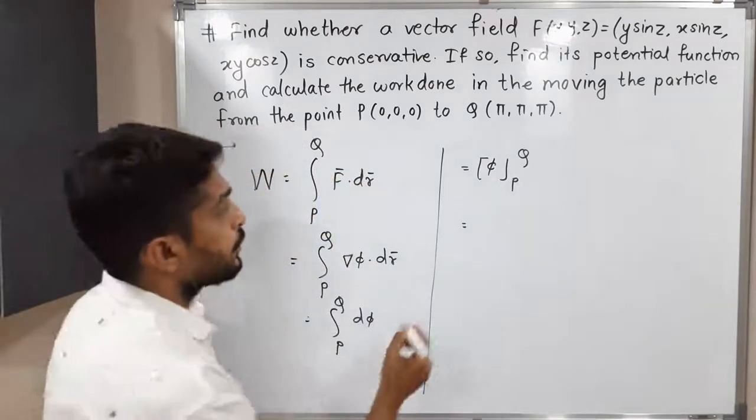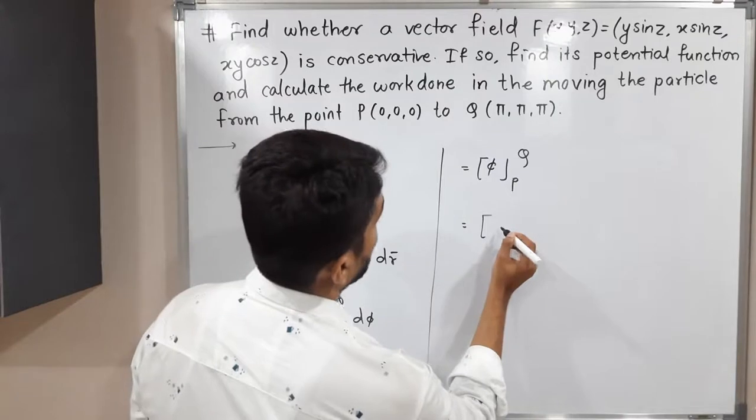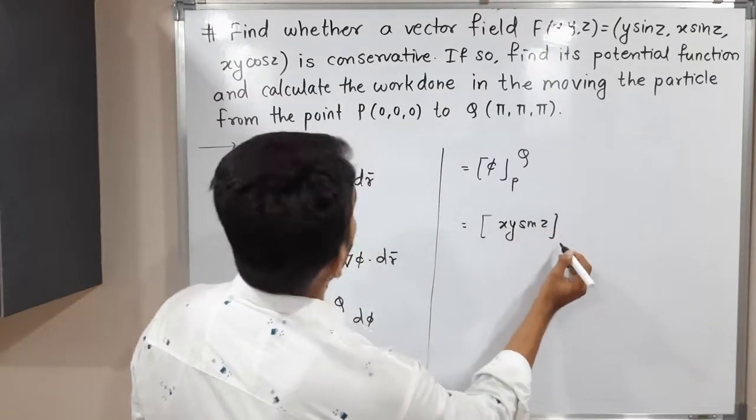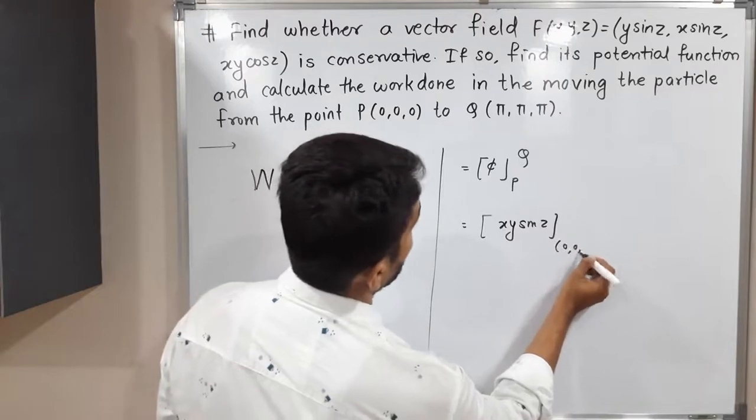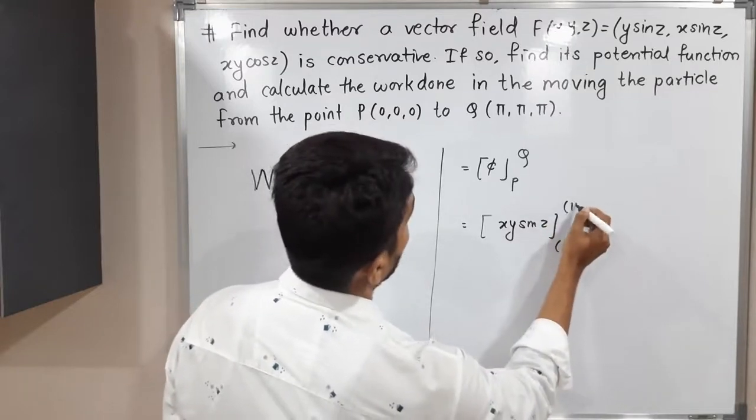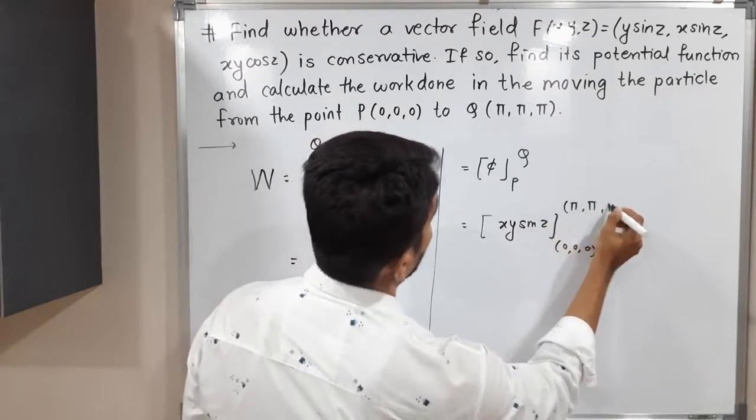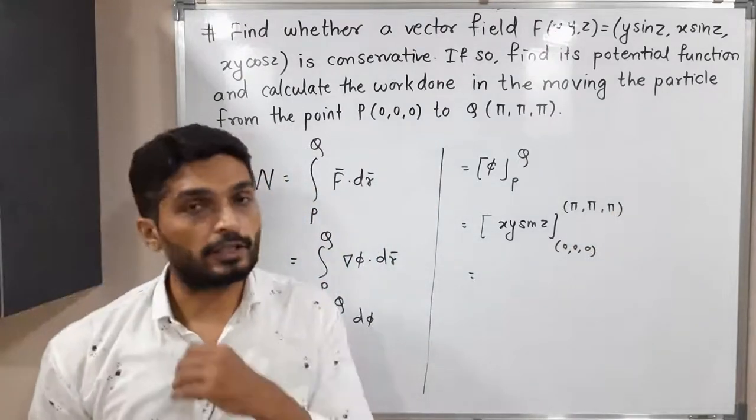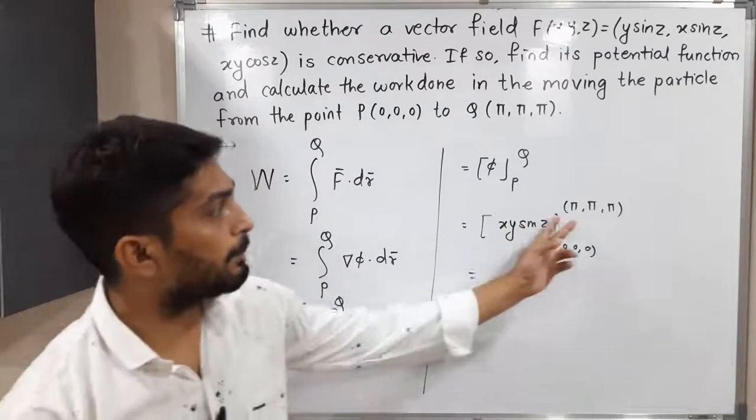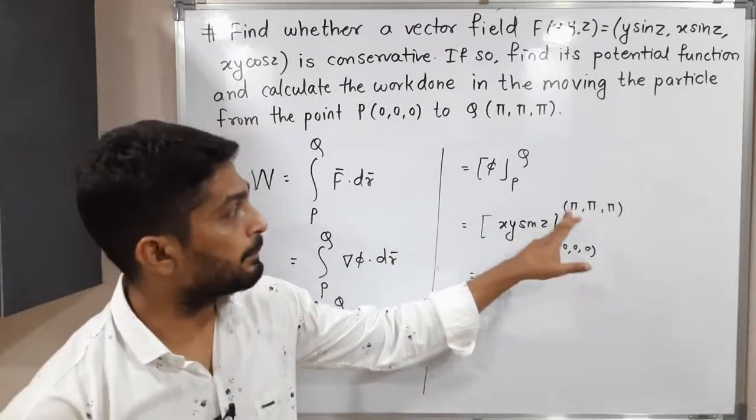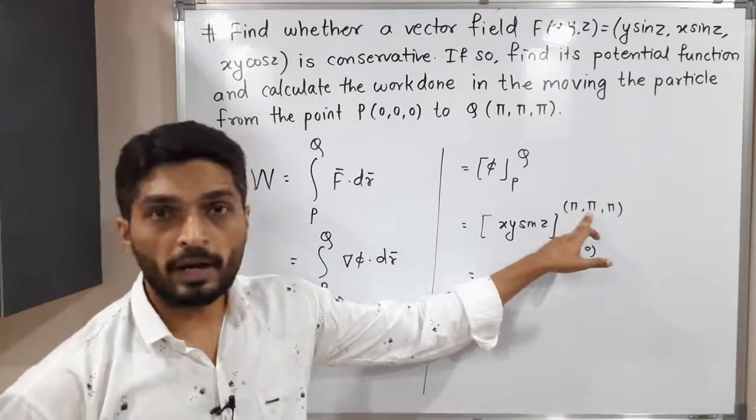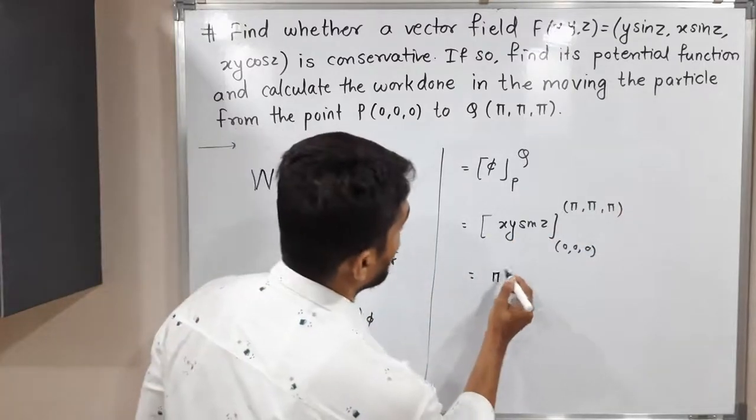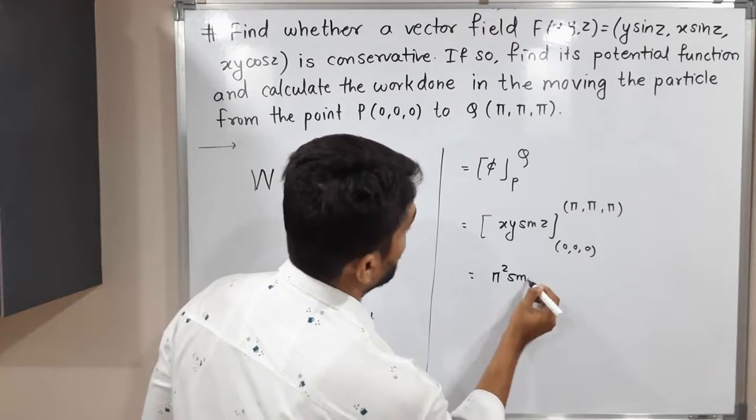Okay. So what is the value of phi? We have already got xy sin z. This is the value of phi. What is point P? We have 0, 0, 0. And what is point Q? We have pi, pi, pi. So you know that when we solve the integration, first we put the upper limit, after that we put the lower limit. So let us put the upper limit. In place of x, we will put pi, y is also pi, and z is also pi. So if I put here, we will have pi into pi, pi square sin pi.